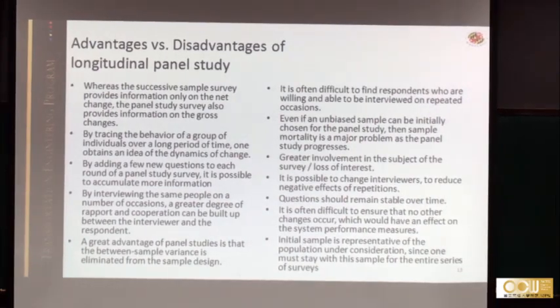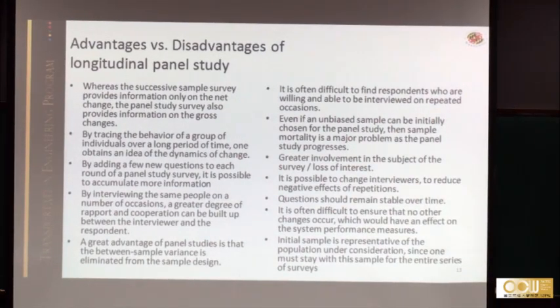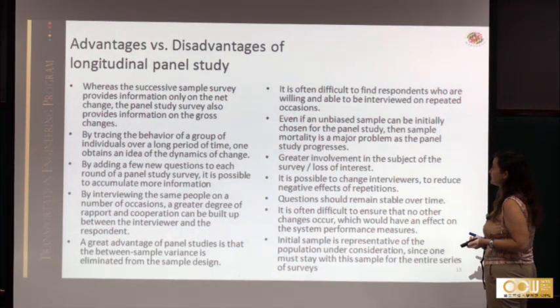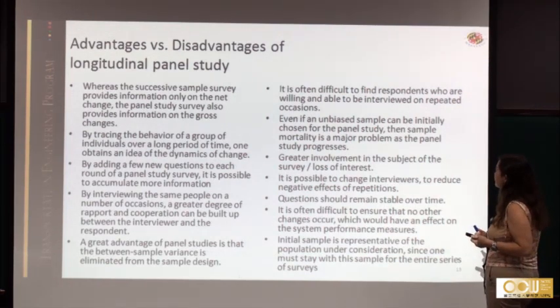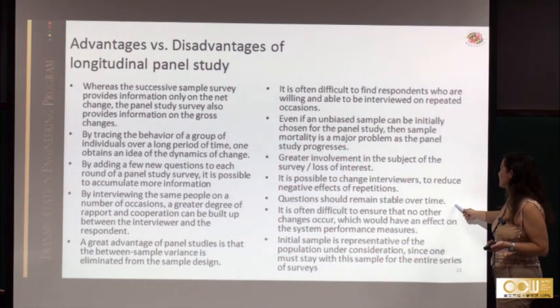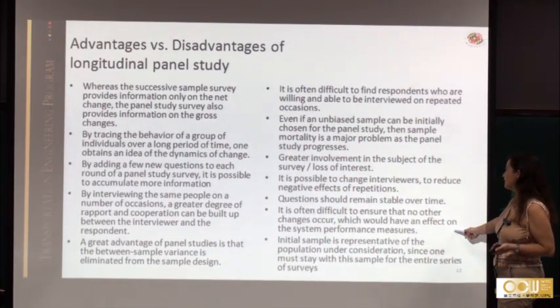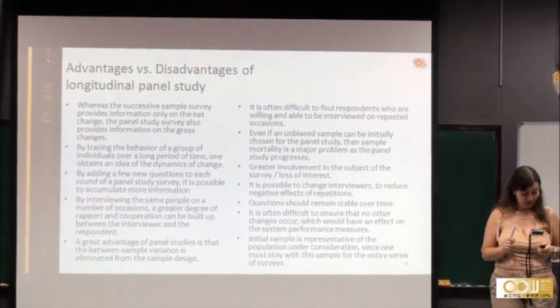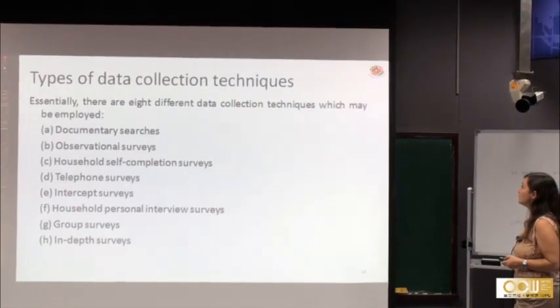People change places where they live. You can expect greater involvement of the subject in the survey because they commit themselves. Questions should remain stable over time. It's difficult to ensure that no other changes occur. So you need to be sure that this is representative of the population, and this is difficult because you have a very small sample, usually in this longitudinal panel.